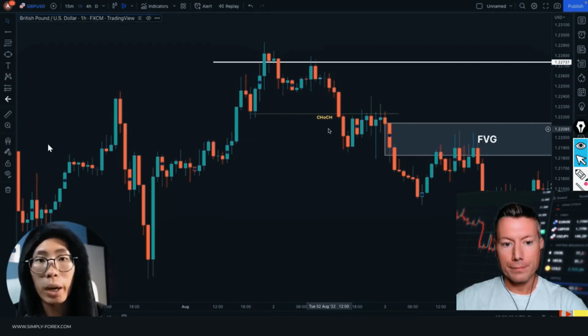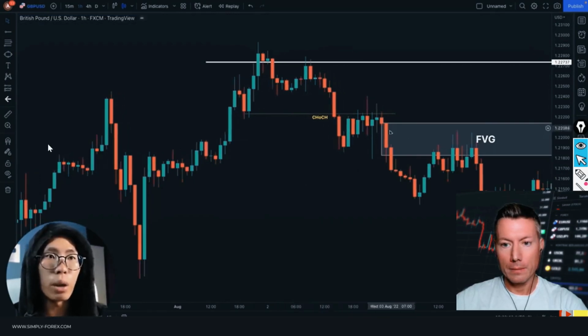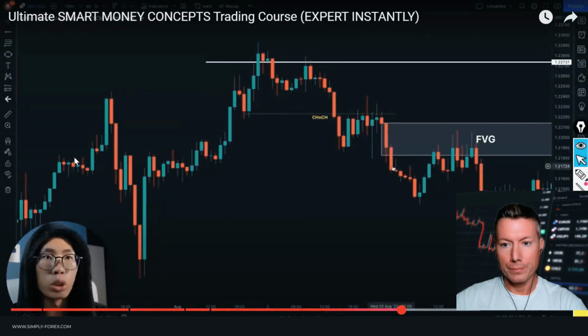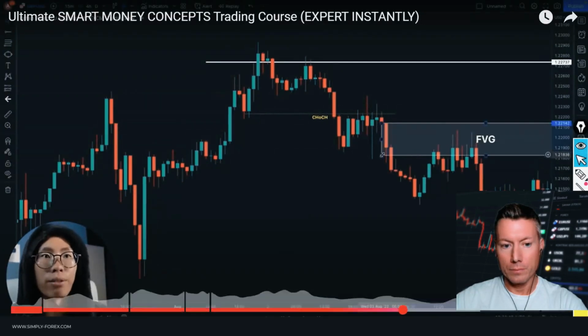So the next thing I want to do is to mark up my fair value gap, and I can mark up a fair value gap right here because I saw there's a huge push down and there's a big red candle here. So I'll mark my fair value gap right.